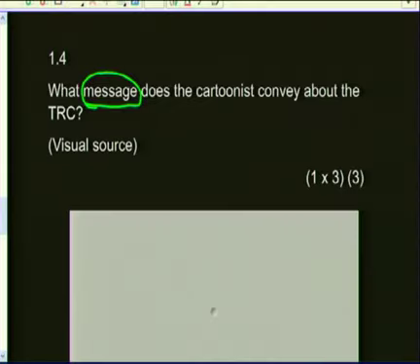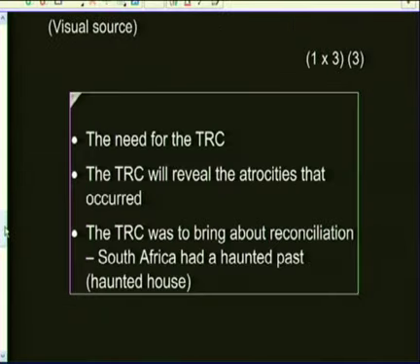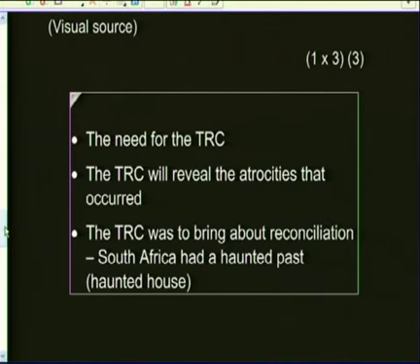So you've already interpreted the cartoon, you've looked at what each element stands for, and the possible answer there is the need for the TRC. Remember when I showed you the lamp and I said it's showing the light that is going to that haunted house that was South Africa's past. So the aim, just like the written source said, was to unearth the truth. The TRC was to bring about reconciliation. South Africa had a haunted past, hence the haunted house.